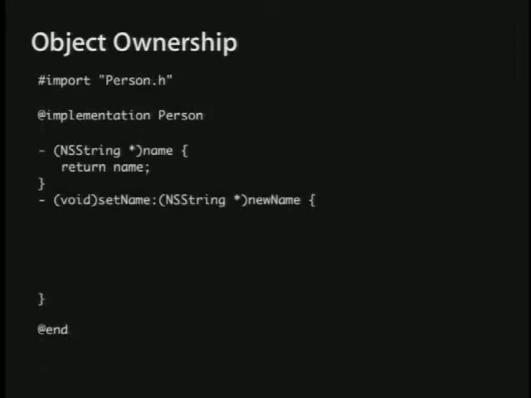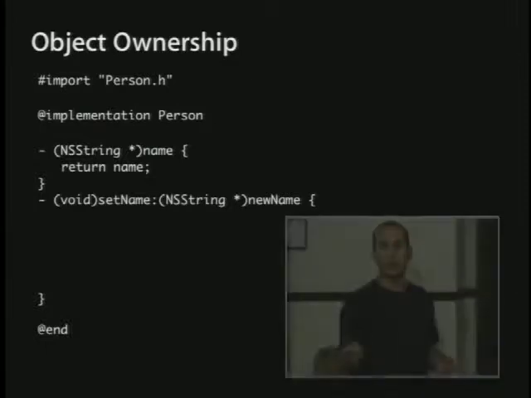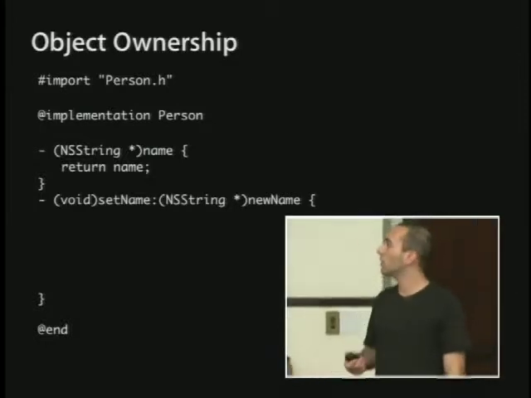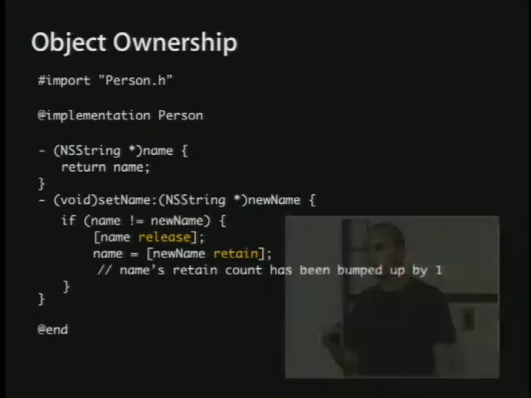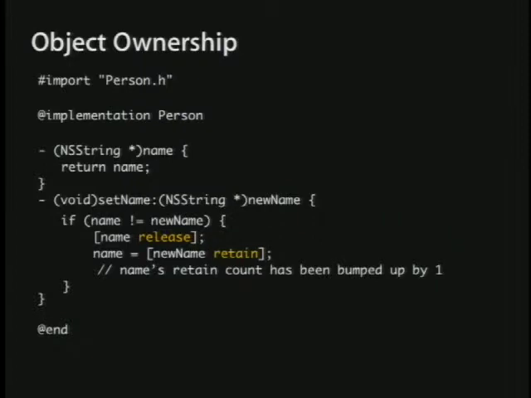So back to our implementation file, the name getter is pretty simple, right? We're just going to return the instance variable to whoever called us. The setter is a little more complex. Because we have this object ownership case, what we want to do is check to see if the value that's passed in is the same as the one that we already have. If it's not, then we go ahead and release the old object so that its retain count gets decremented. And then we're going to retain the new object that comes in and assign it to our local variable.